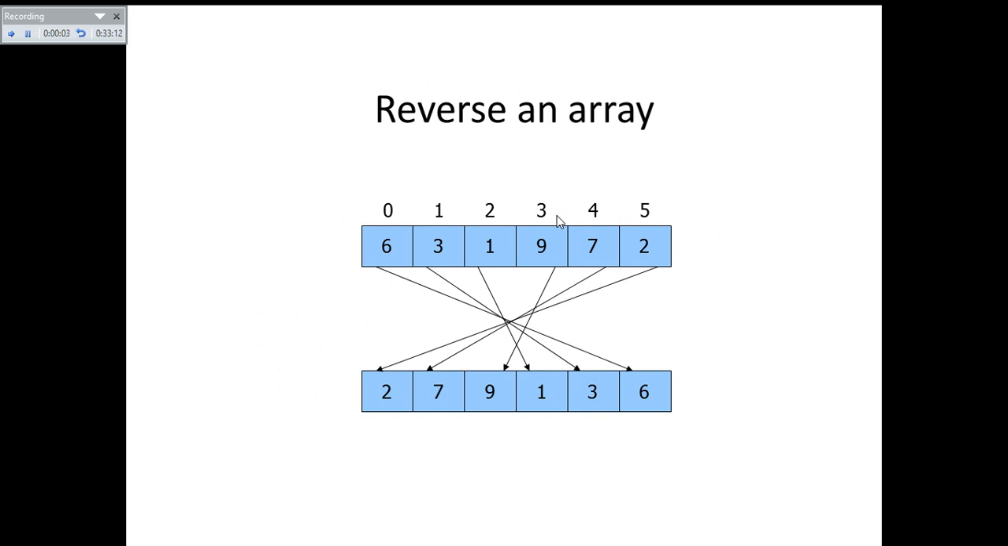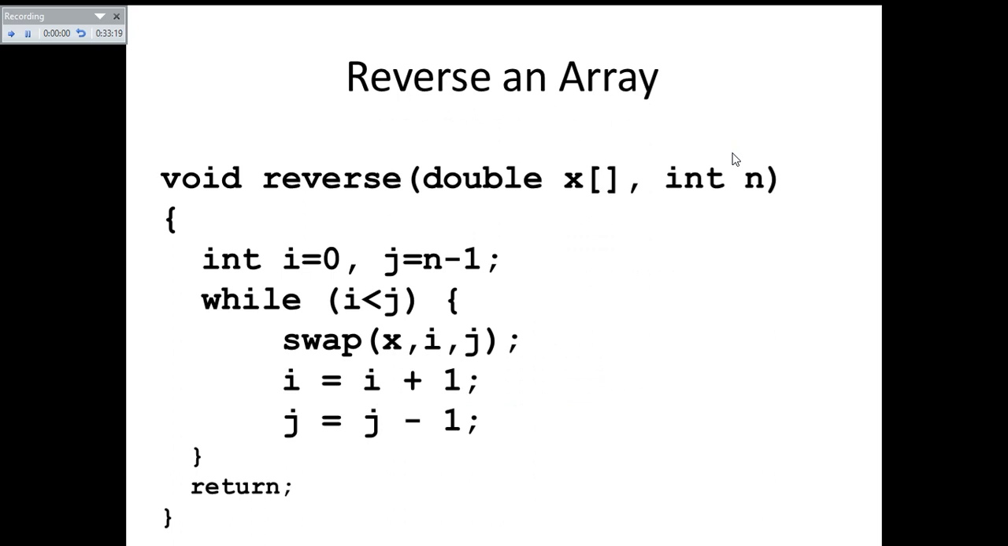Let's see how to reverse an array. This is the slide that illustrates how to reverse an array. The concept that we use to reverse the array content is: while reversing, for reverse of double x array comma n, we have to pass the entire array and also the number of elements in the array as arguments to the function reverse. And int i equal to 0, j is initialized to n minus 1, that is the number of elements minus 1.